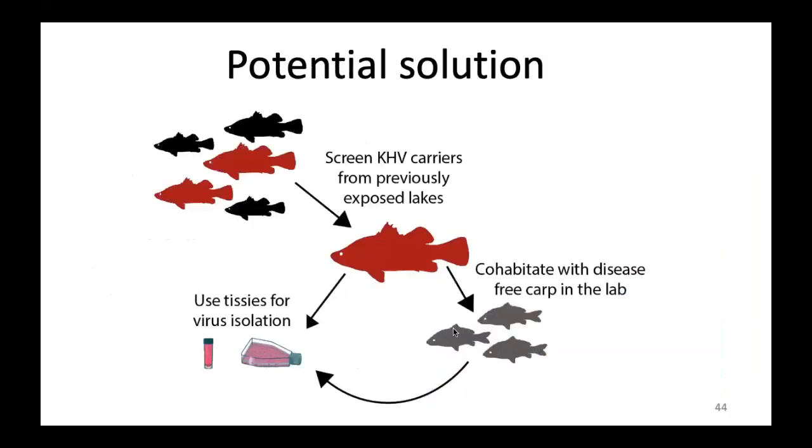So one of the really cool advantages of studying KHV is that it sticks around in the environment. And we've even been able to go back to a lake where an outbreak occurred a year ago, and we can find KHV again. So if we screen some of these carriers from the wild, pick out some of the positive ones, and bring them back to the lab and house them for a while, we can house them at those permissive temperatures where the virus is reactivated, or we can stress them a little bit to get the virus to reactivate. And then we can use their tissues to start our virus isolation in stocks.